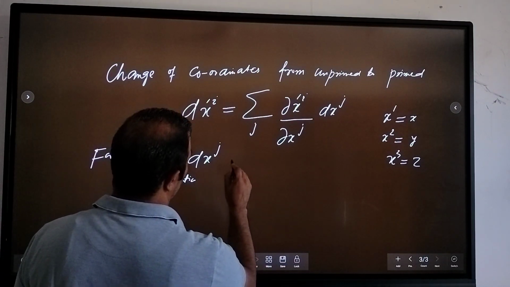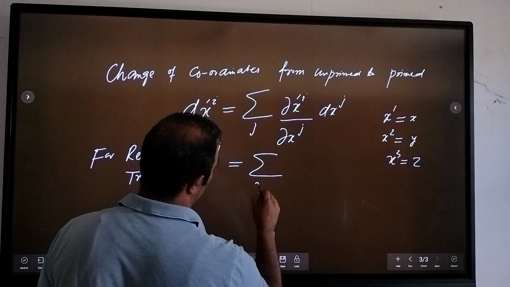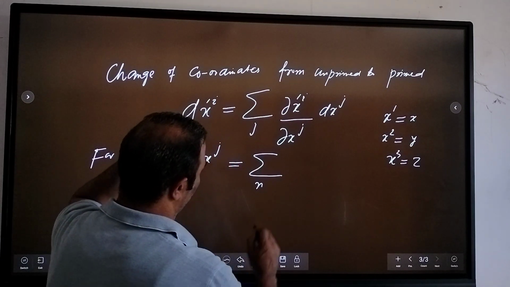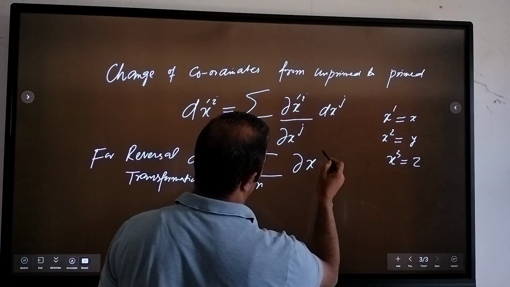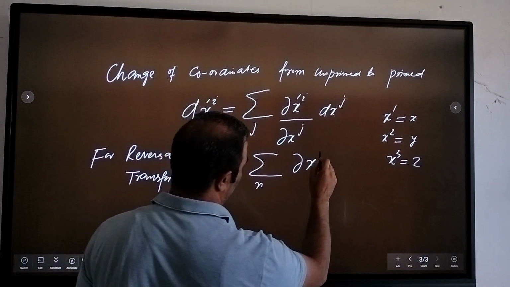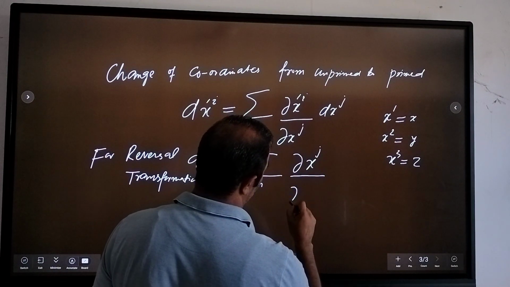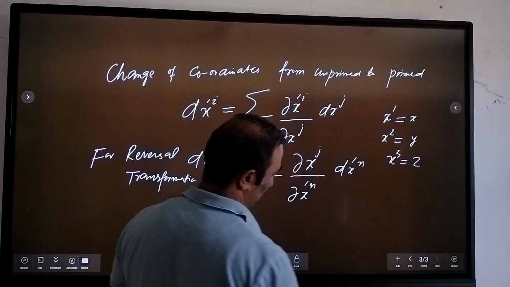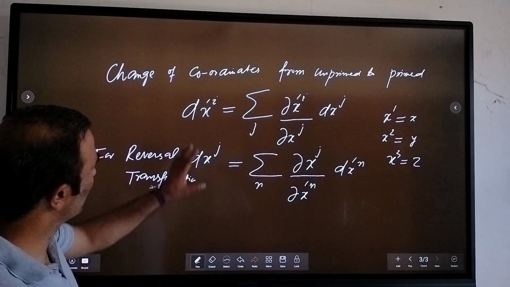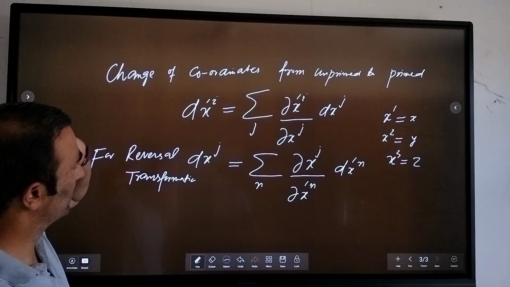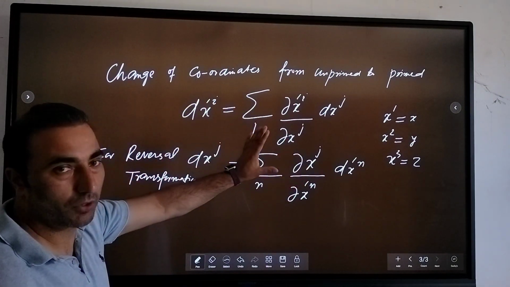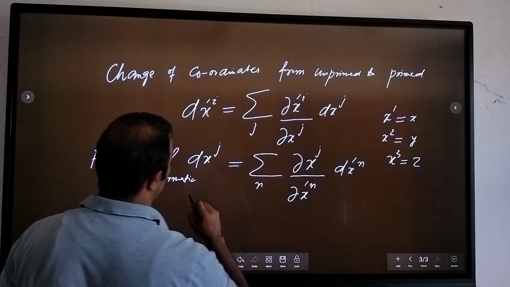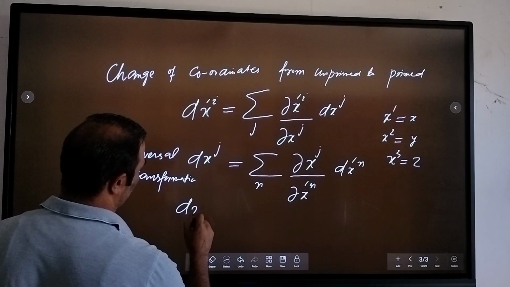So dx_j will be equal to, you write another prime, that is summation over n, and you can write this as partial x_j by partial x prime n, dx prime n. Okay. So this is when you are going from primed to unprimed, and this is the reverse transformation of this. Okay. Now use this dx_j in this equation. So we can write that our dx prime i.